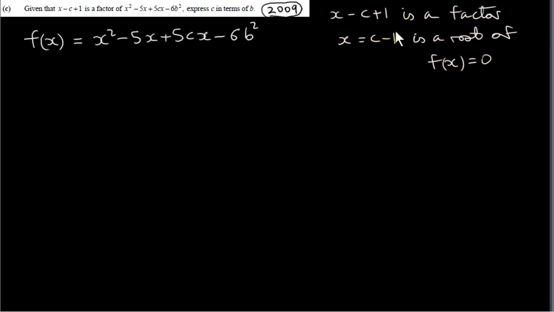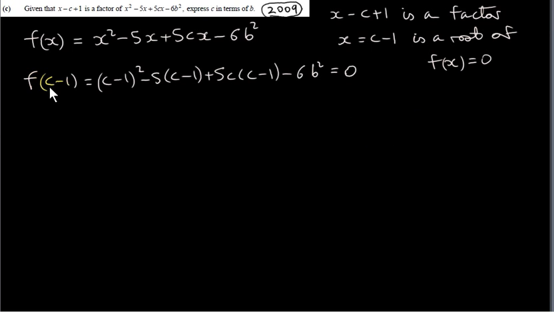So how do I find this root? Well, I just put the factor equal to 0 and I solve for x. I just bring minus c plus 1 over, so basically I'm just changing the sign of this part. So I just work out f of c minus 1, and I know that f of c minus 1 is going to be 0, because c minus 1 is a root of f of x equals 0.